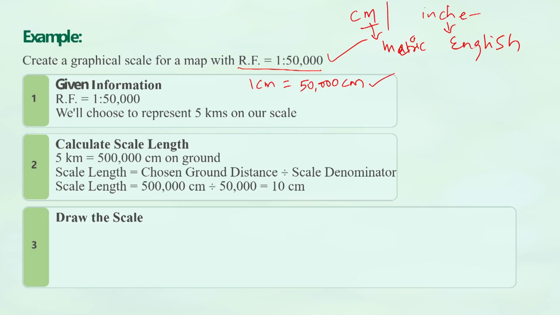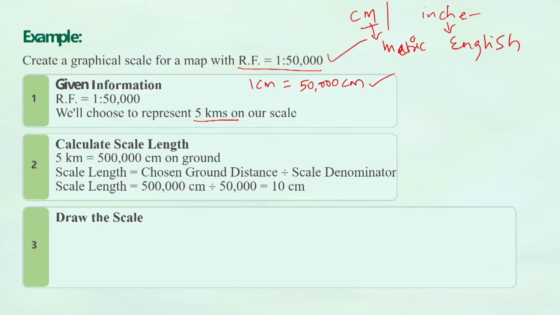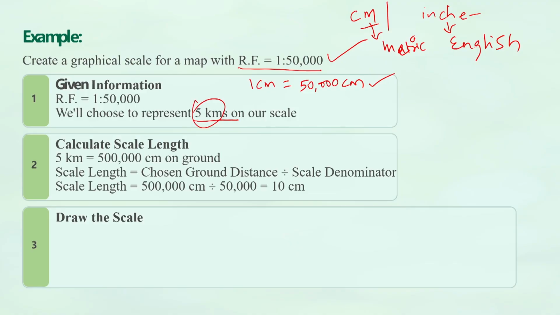Next, we need to choose the unit of length we are going to represent on the ground as per our own choice. It is according to our wish. Here I have chosen 5 kilometer. I want to represent 5 kilometer of length on the ground using this scale. Third step is, now I need to calculate the scale length. I am going to represent 5 kilometer. 5 kilometer means 5 lakh centimeter.